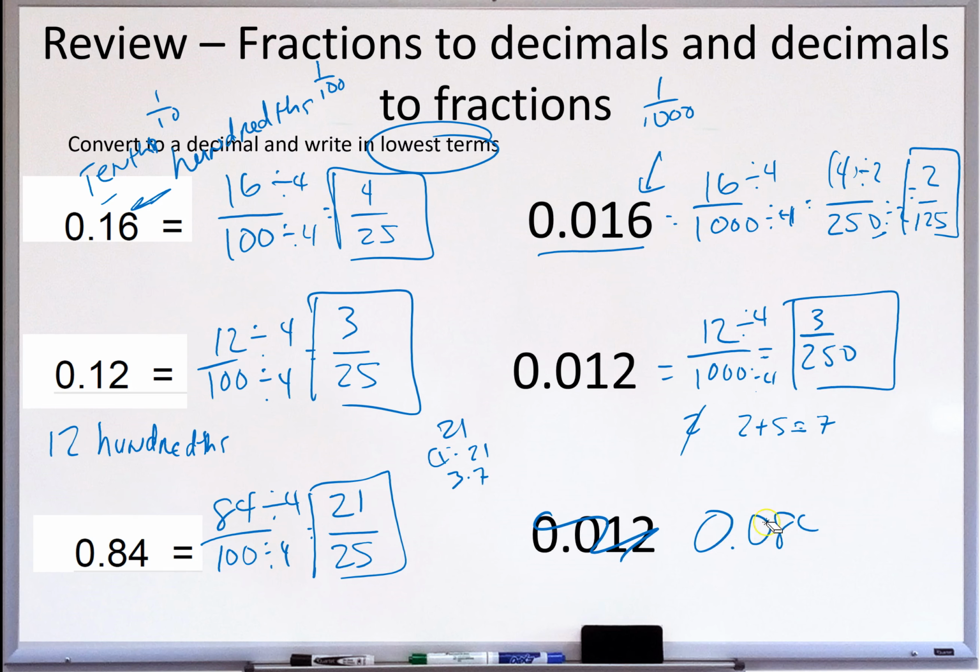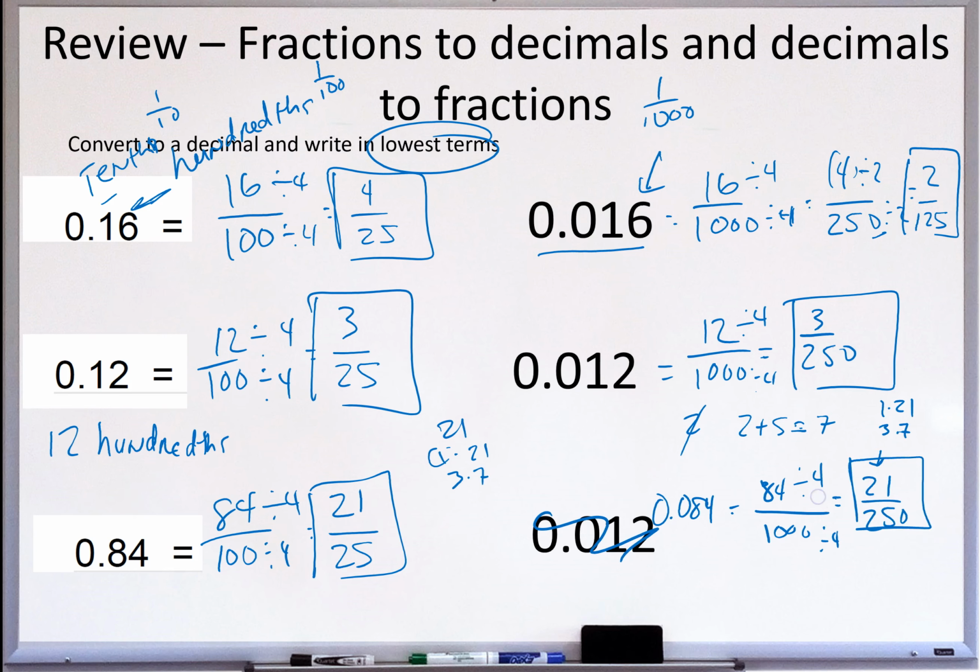All right, 84 thousandths. It's a little different than 84 hundredths. It's 84 out of 1,000. And I'm going to divide again by 4. And what was that, 21/250. And I already know I can't divide that by 3. So my only factors here are 1 times 21 and 3 times 7. 3 is not a factor of 250, nor is 7. So this is in lowest terms.